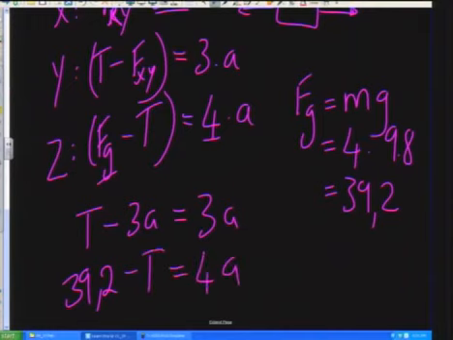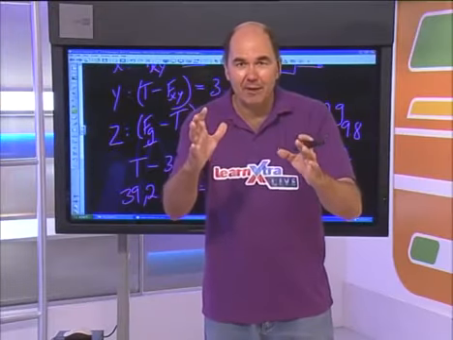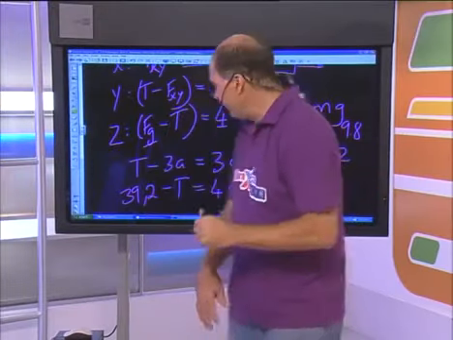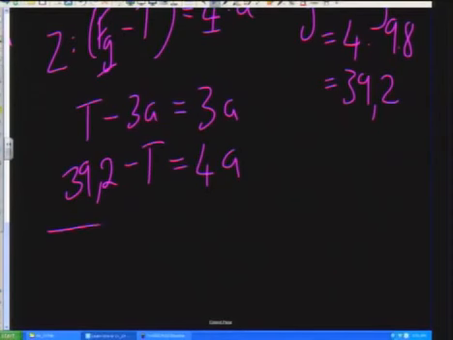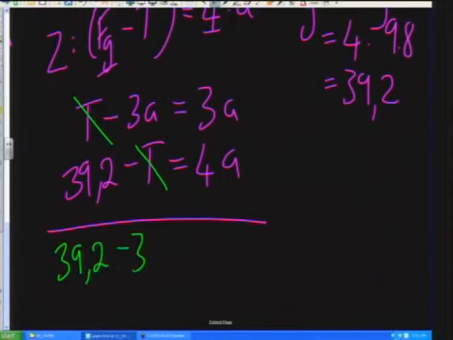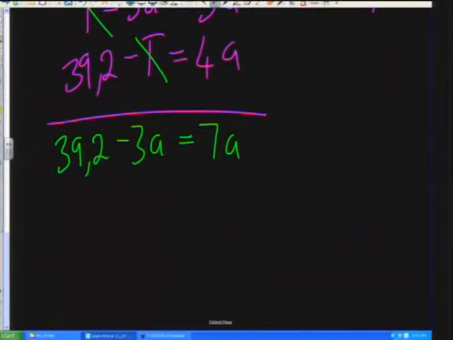Now, I hope you can see something. There's something interesting happening. I've got 2 equations. If I add them together, look what happens. If I add these 2 equations together, I'm going to get t plus minus t. Those are going to cancel out. So that cancels with that. And then I'm going to get 39,2 minus 3a is equal to 7a on this side. And that just simply means that I can expand it and get 39,2 is equal to 10a.